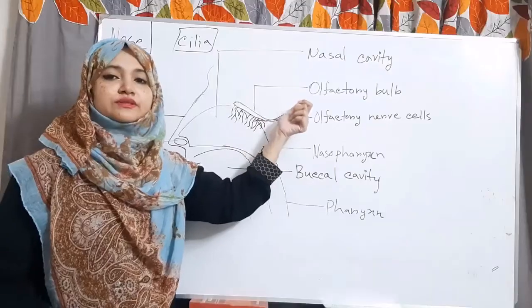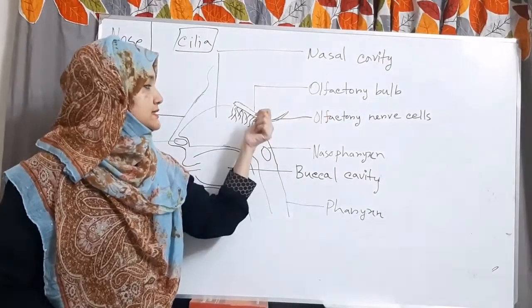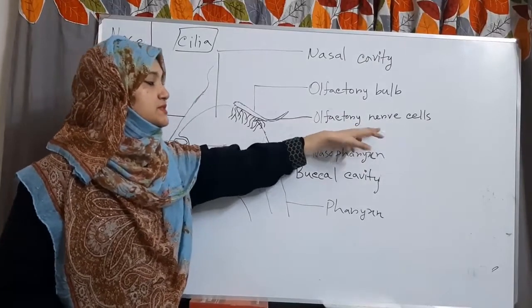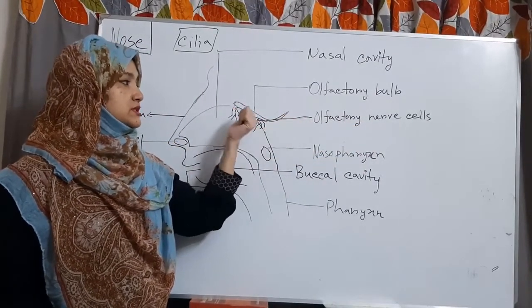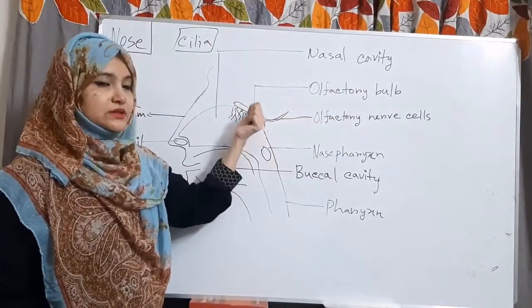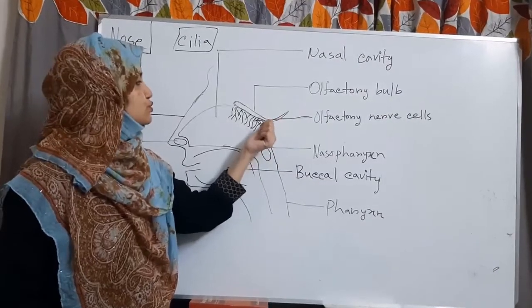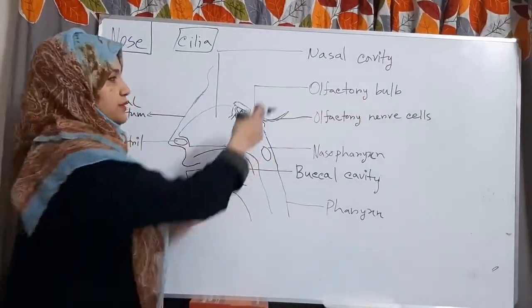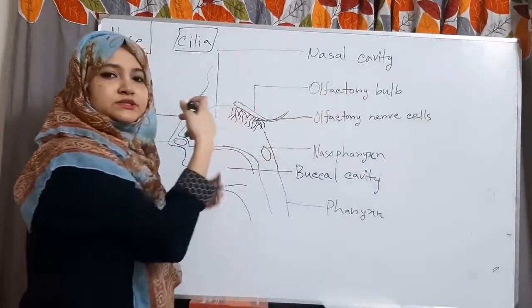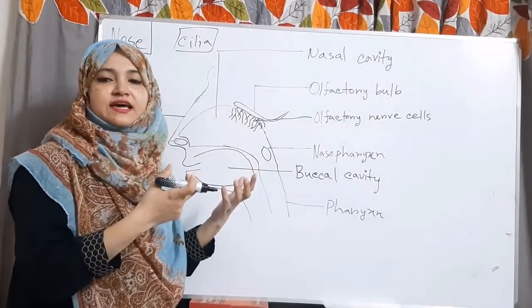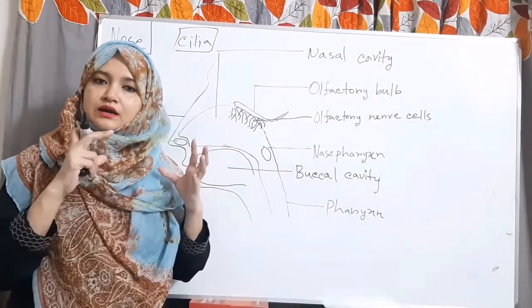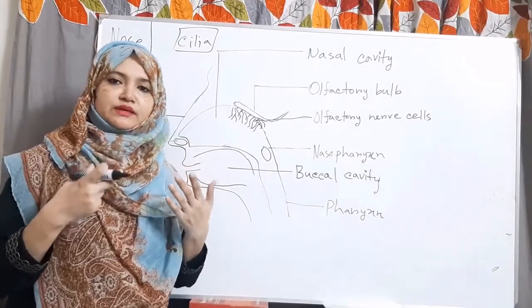When the vapor comes into contact with the cilia, the smell cells, that means smell receptors, are stimulated and generate signals. The brain receives these signals through the olfactory bulb and identifies them as different smells. This is the process by which we can smell anything.